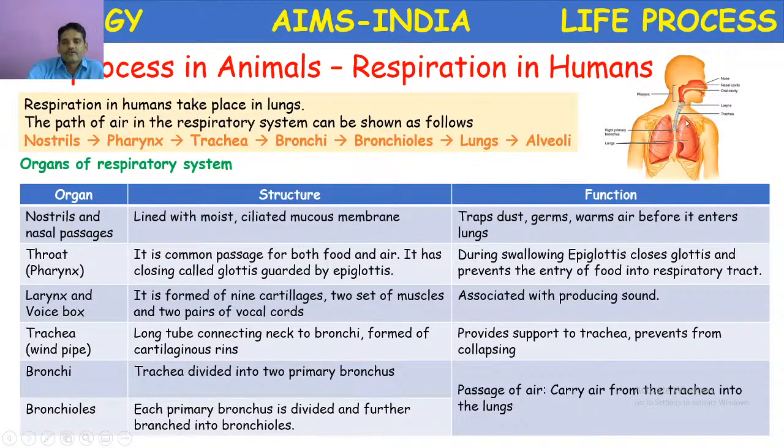Then larynx. The larynx is also called the voice box. This is the larynx. It is formed of nine cartilages, two sets of muscles and two pairs of vocal cords. Vocal cords are the sound-producing organs. The main function of the larynx is to produce sound. That's why it is also called the voice box.